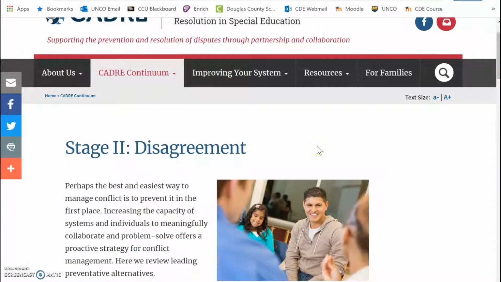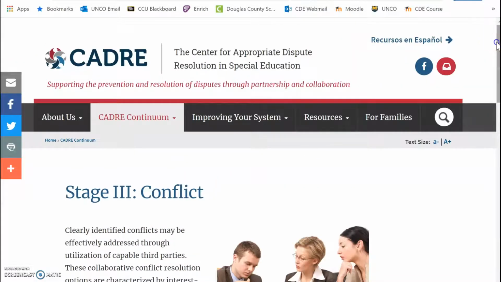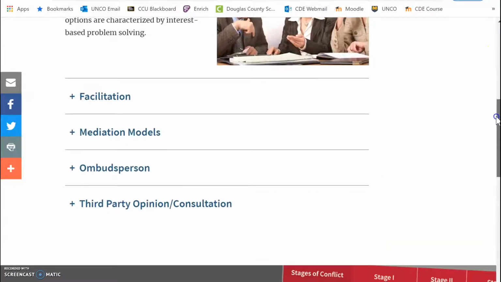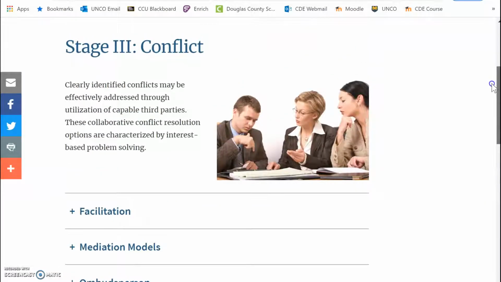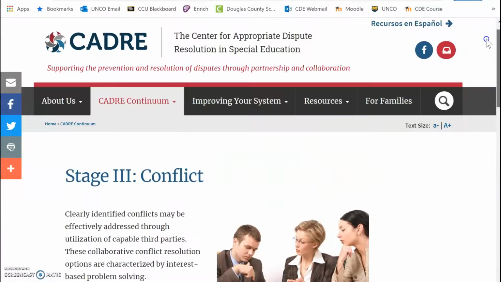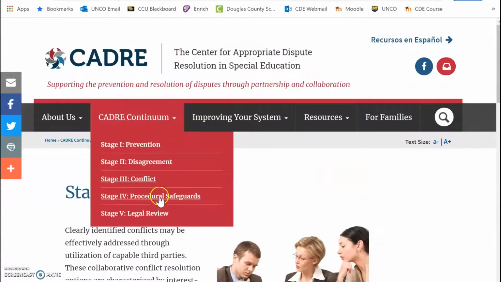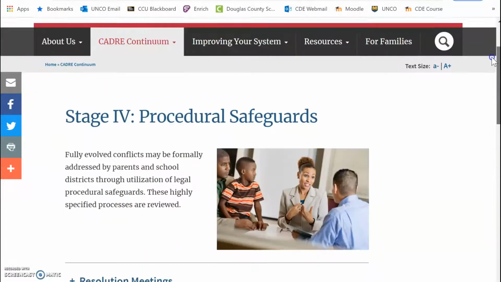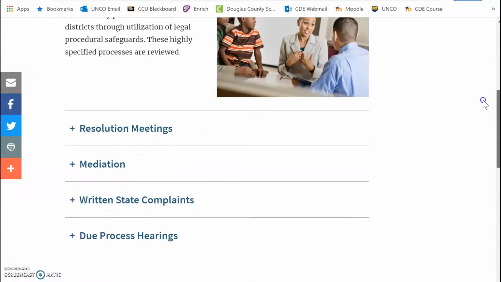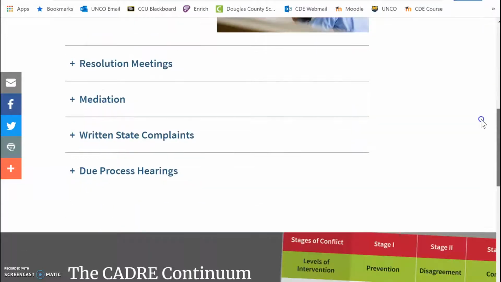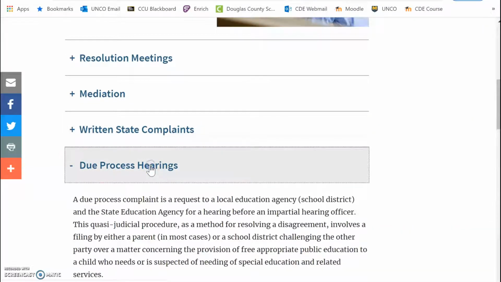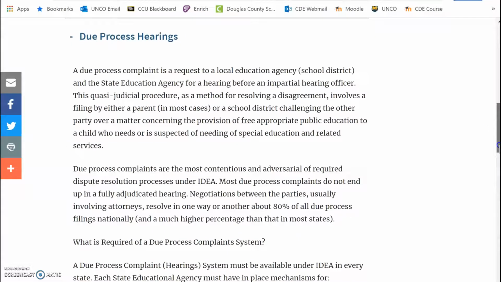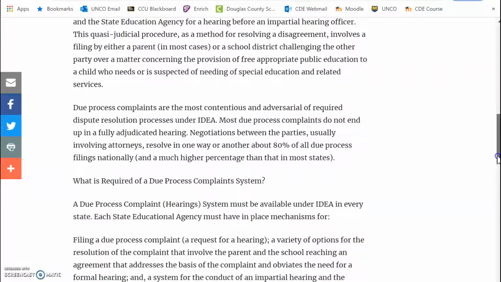And this will go on for each stage. Basically, we're seeing what options we have as things get more tense or the conflict levels get higher. Procedural safeguards. So at this point, we're talking about what kinds of legal processes can start to occur. Part of that would be a due process hearing, and these cases can and do go to court.